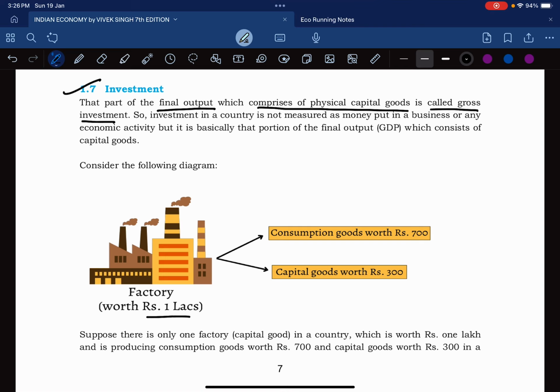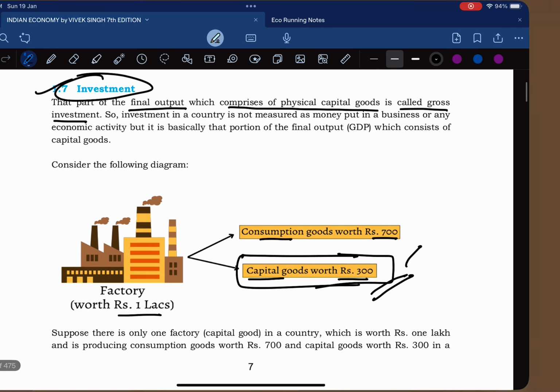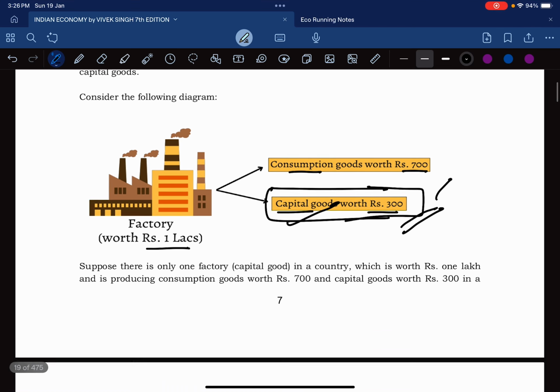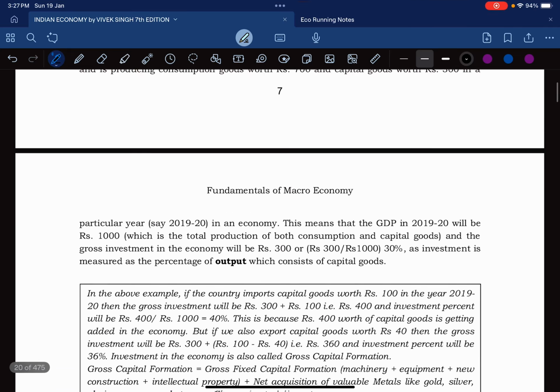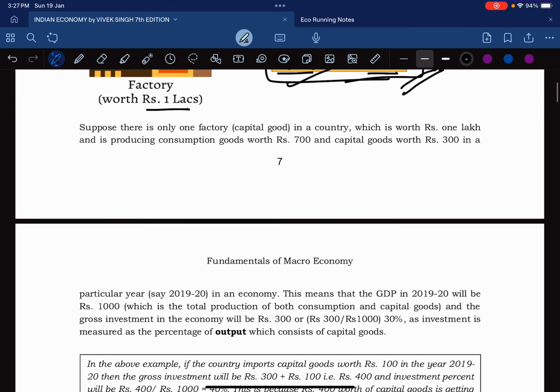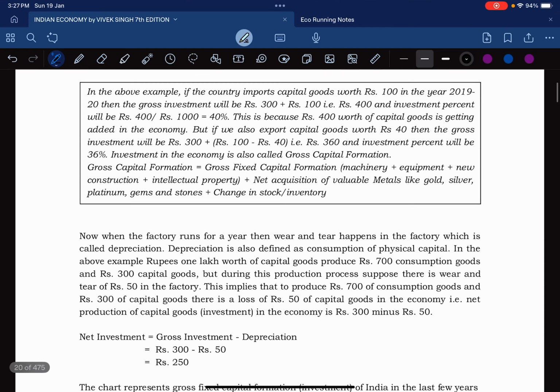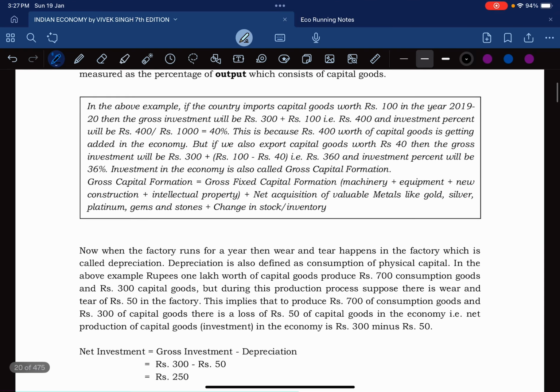So factory worth rupees 1 lakh, consumption goods 700, capital goods 300. These will be required for doing more production. So they are our investment, right? Investment is what capital goods. So this is only written here. Now let's see that if we are clear with this, that our investment is equal to capital good.